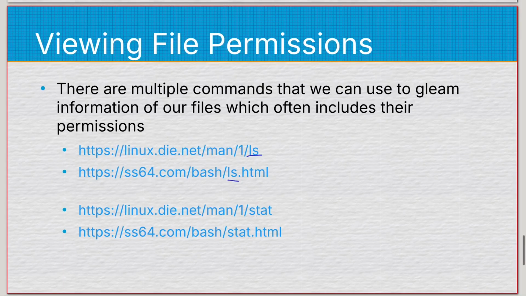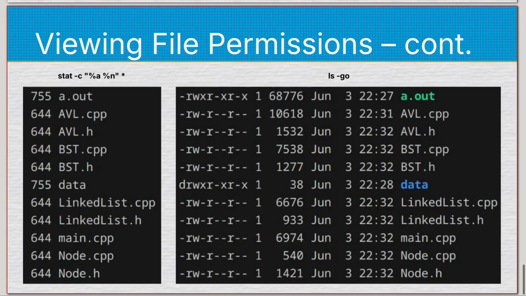Stat does the same thing as well. As an example, here's ls on the right, and on the left we have stat. So we'll look at the ls one. The ls -go is basically the same thing as ls -l that I frequently run. It's just kind of abbreviated. It doesn't show the owner or the group, so it just makes the screenshot a little bit easier to put in a PowerPoint essentially.